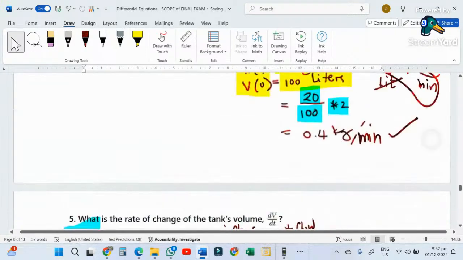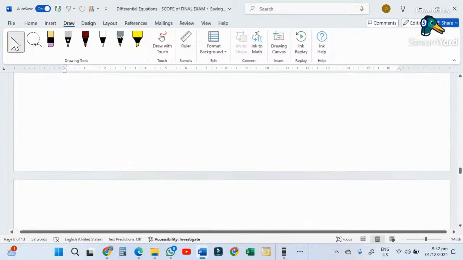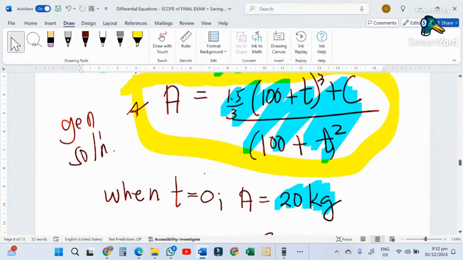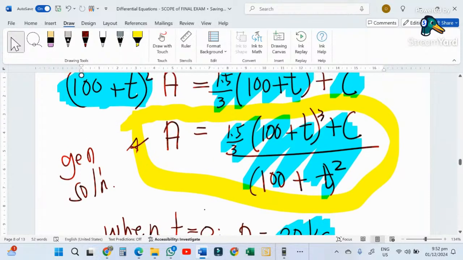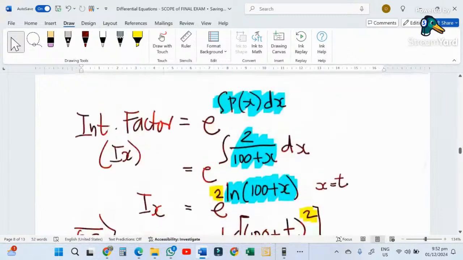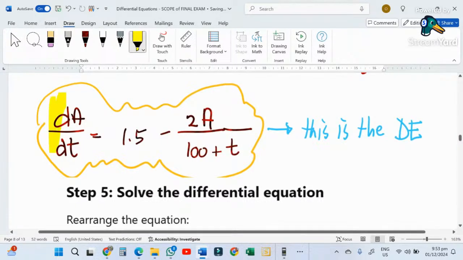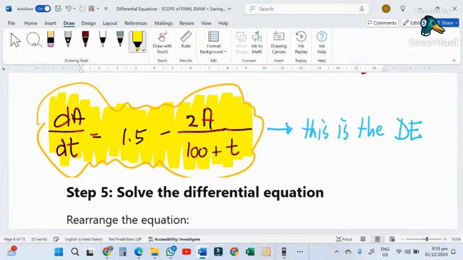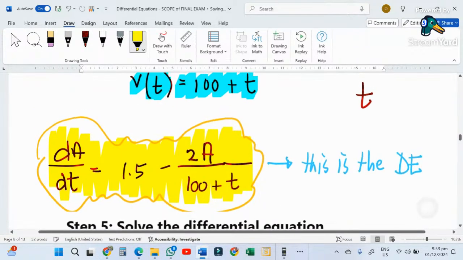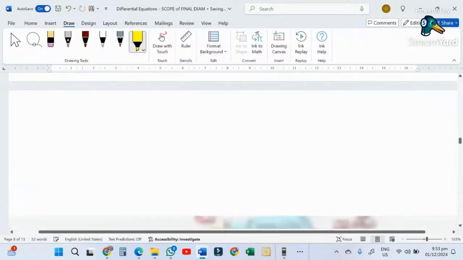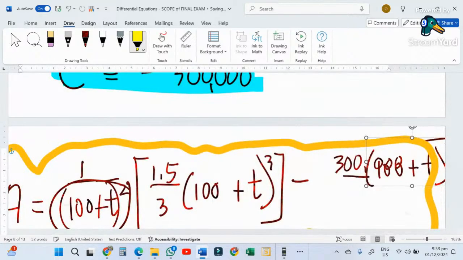Let me find that out again. Where's that 1.5? I have already done that a while ago, but I'm not so sure where that particular point is. Oh, here. Yeah, it's the same, because 1.5 over 3. But there's another one that has 1.5 that I'd seen in here. There you go. This is the one. Right? dA is equal to 1.5 minus 2a over 100 plus t. That is the very first part where we have to do rate inflow minus rate outflow, where the outflow is A of t over V of t times 2. And we got that. Let's go back where we have left off.